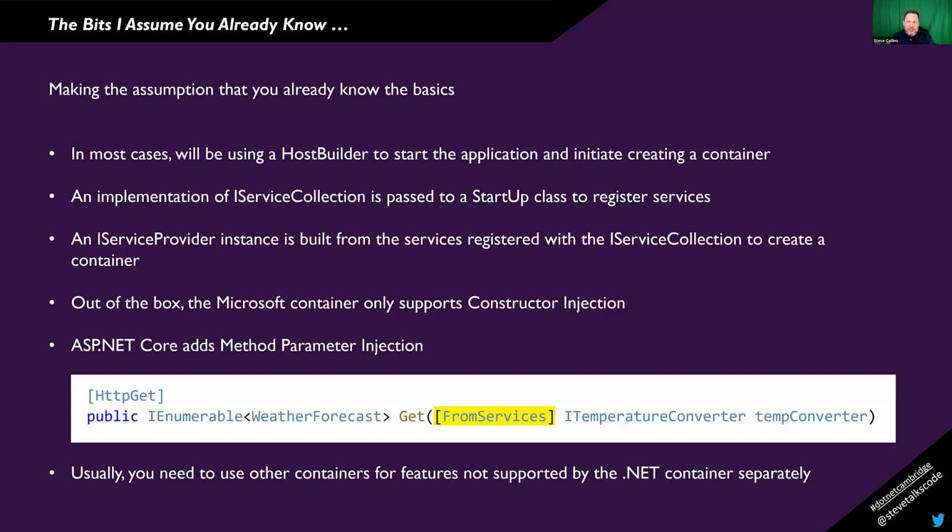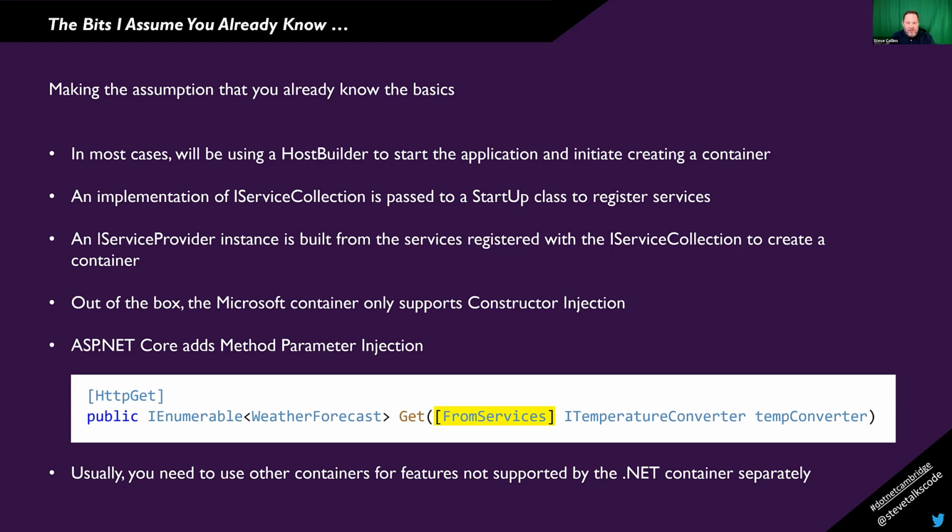If you're using ASP.NET Core, you do get to take advantage of one of the other types of injection, which is method parameter injection. As you can see here, all you need to do is add the FromServices attribute to the parameters you want injected from the container. This means that if you have many actions on your controller and they have different dependencies, you can avoid injecting all of them into the constructor every time it gets fired up.